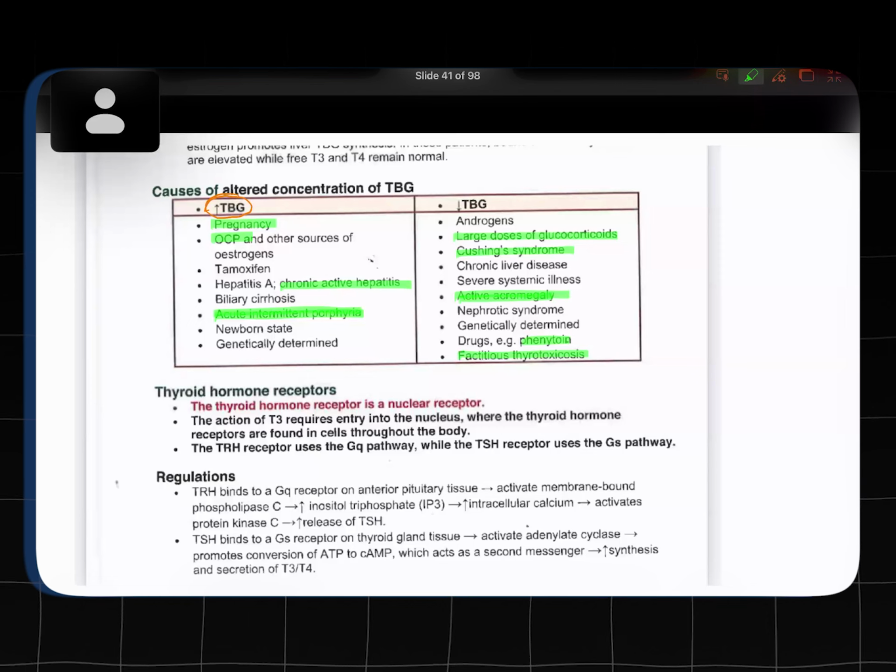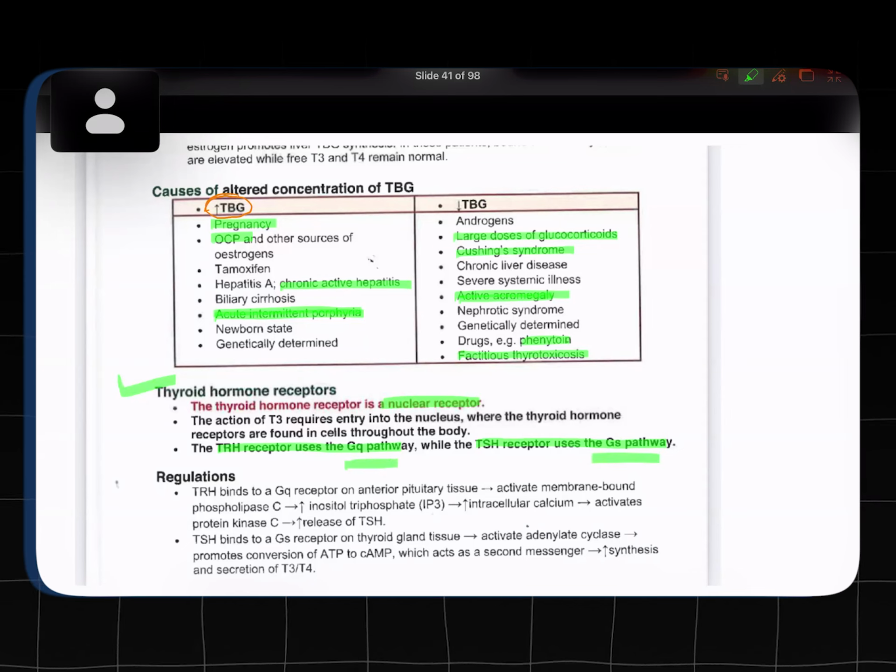Again, we already discussed today the growth hormone receptor and the vasopressin receptors. So make a note in a separate notebook about these receptors and what they belong to. It belongs to a nuclear receptor. TRH receptor is usually the GQ pathway. TSH receptor is a GS pathway. These are all part 1 MCQs, guys. These are difficult to remember, I know, but you have to try to remember this.